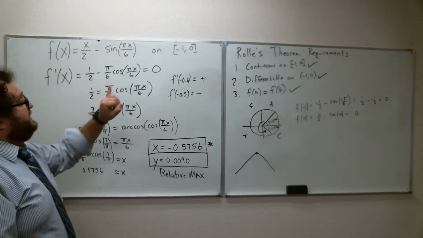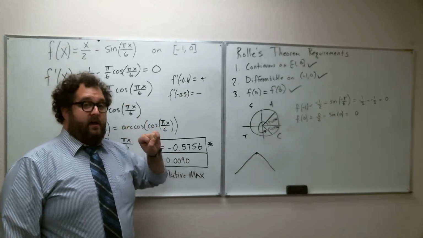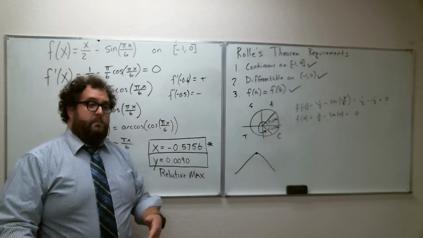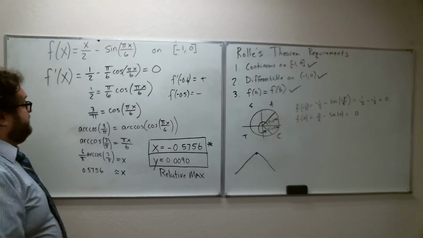So we are guaranteed somewhere in between negative 1 and 0 to have a horizontal tangent line, a maximum or a minimum. Specifically, a max or a min. So let's see.